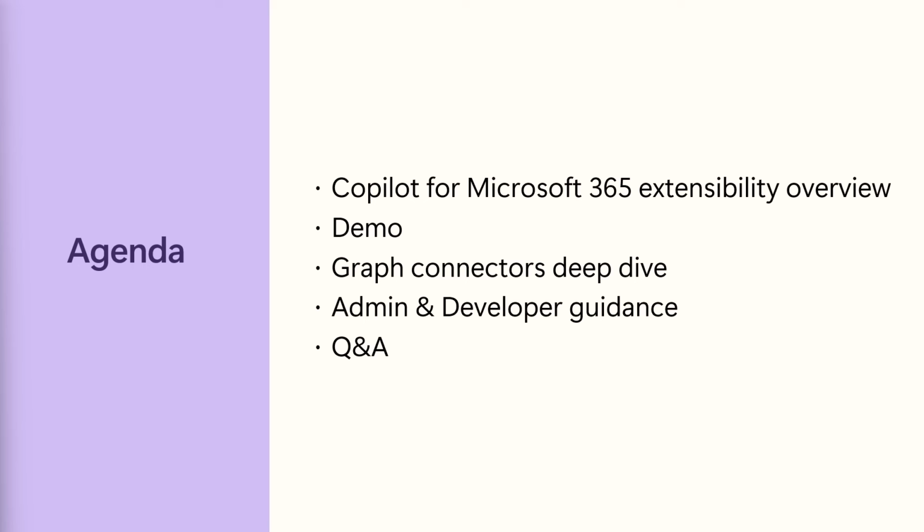And then we'll do a deep dive for our graph connectors. So show you what are they, how do I build them, how can I administrate them, what are some of the different tips and tricks to get the most value out of them, not only for working with Copilot for M365, but also for other experiences that are supported for that as well. And then we'll have also some guidance for you. So if you're an administrator, if you're a developer, we've got a couple things, some go-dos that can help you out with that. And then we'll make sure to save some time for Q&A.